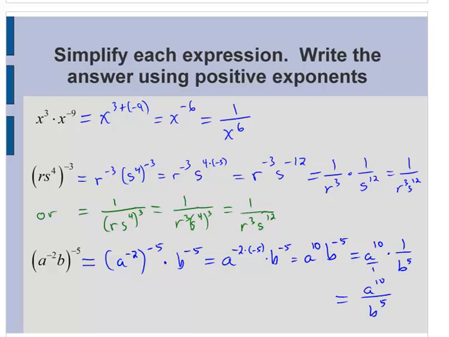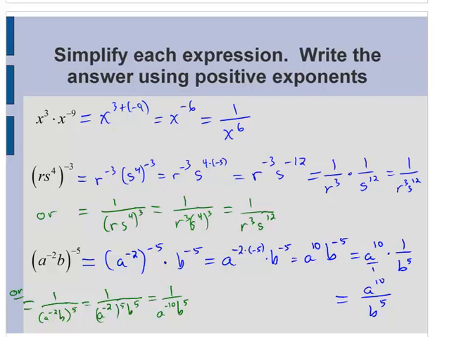Now, if you just went with this in the other method, we could have written this as 1 over a to the negative second b to the 5th, which would give you 1 over a to the negative second to the 5th, b to the 5th. And so you'd have 1 over a to the negative 10th, b to the 5th.